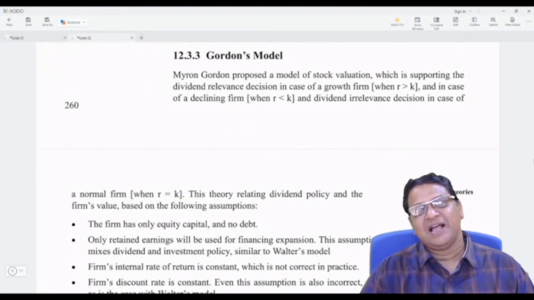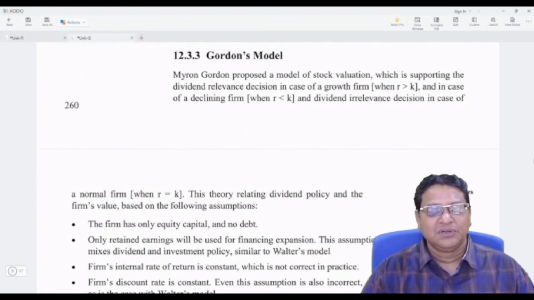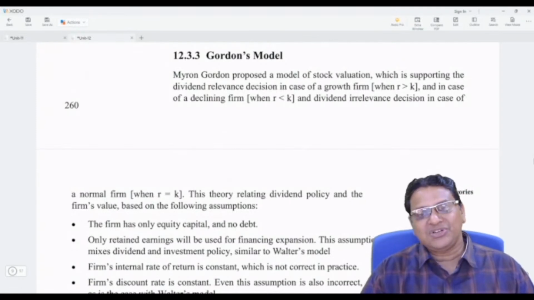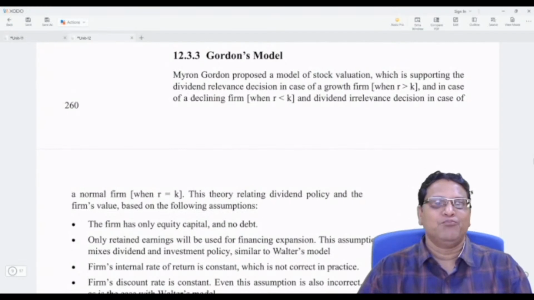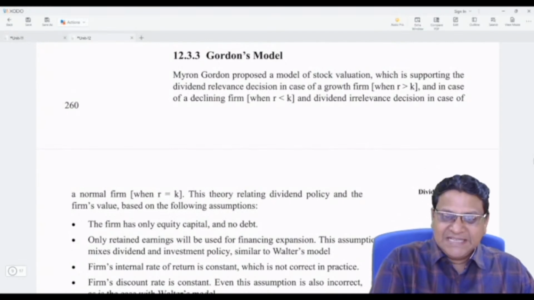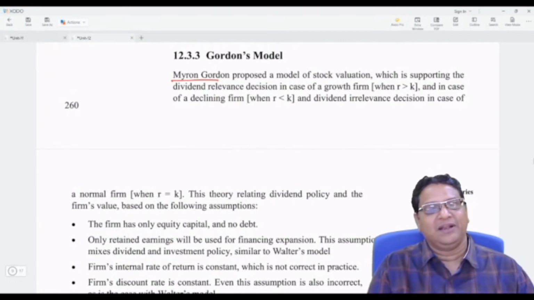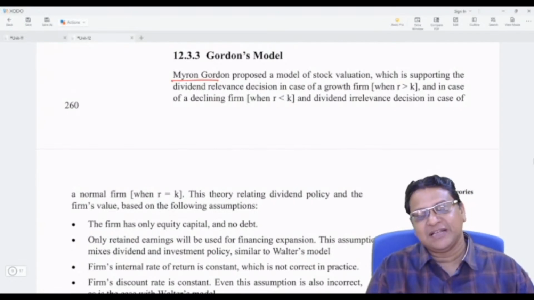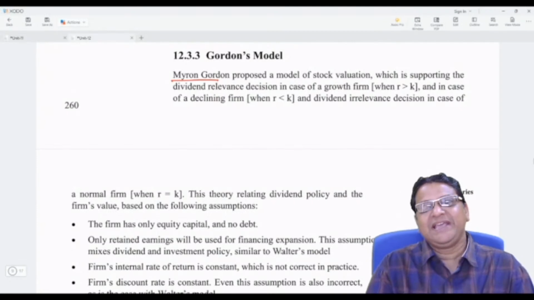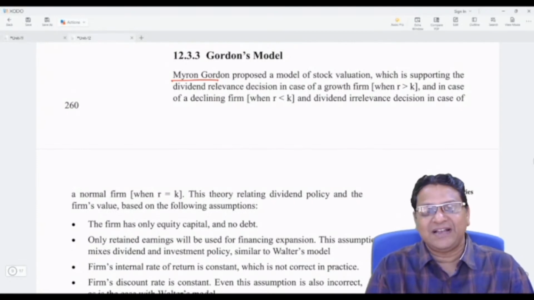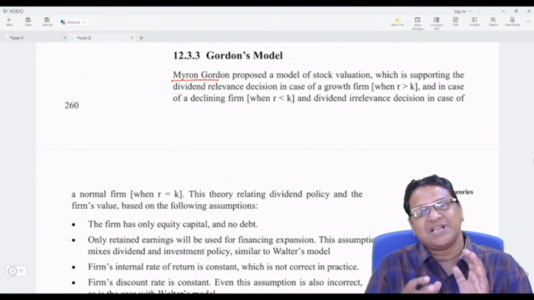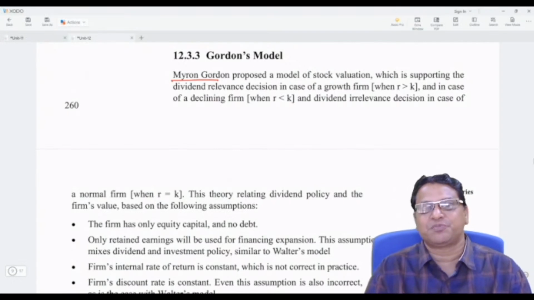Next, we will discuss another variety of relevance theory, that is Gordon's model. Gordon's model is given by Myron Gordon. His recommendations are just equal to Walter's model, but he has given it in a different way. He has explained it in a different way, but his propositions are the same as Walter's propositions.